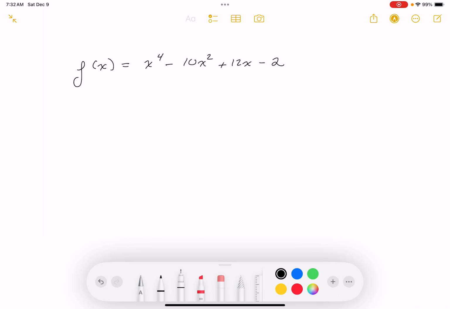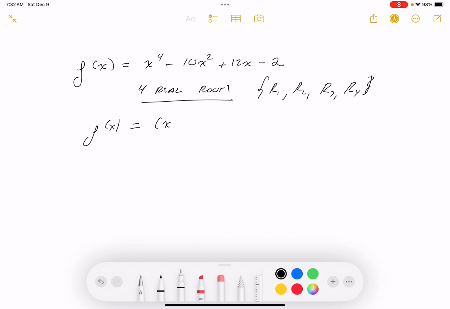All right, so they didn't ask you to factor. They said that it could be factored. But what they told you is that there were 4 real roots. That's what you've been given. So that means this f of x can be factored. Let's say the real roots are r1, r2, r3, r4. So, bottom line, it's x minus r1, x minus r2, x minus r3, and x minus r4. I don't know what the real roots are, by the way.